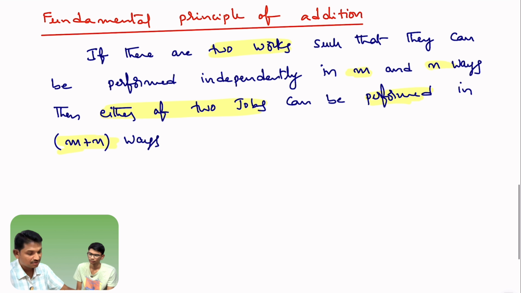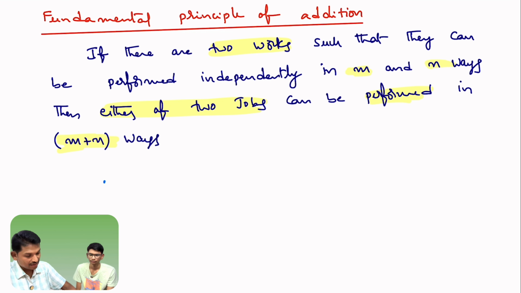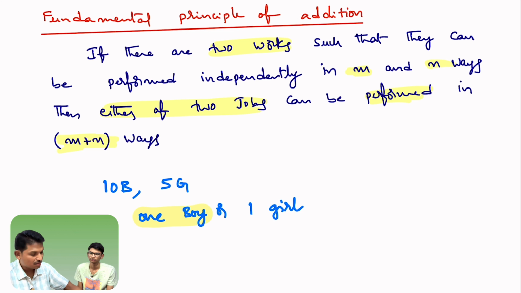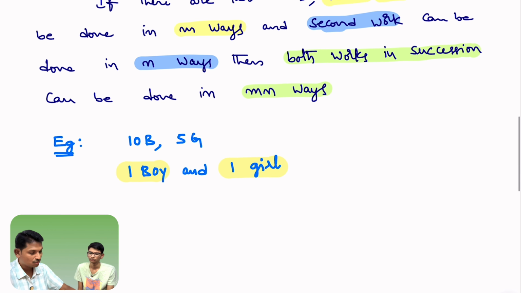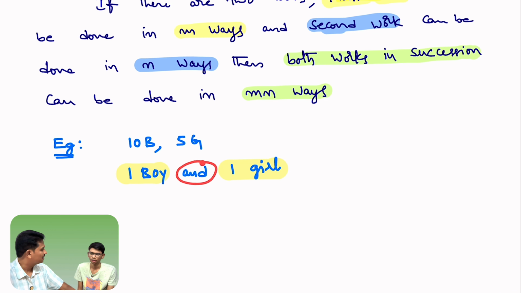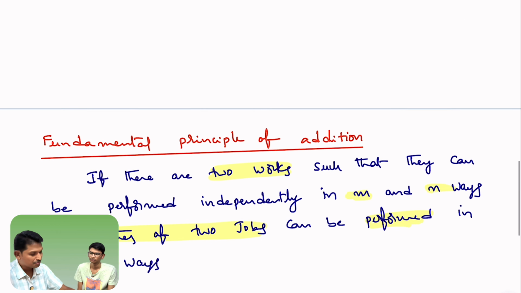Suppose, try to understand this. In a class there are 10 boys and 5 girls. The teacher wants to select one boy or one girl. Here what is there? OR is there. In the last one, whatever we discussed, what was there? AND. When AND is there, we use the fundamental principle of multiplication.